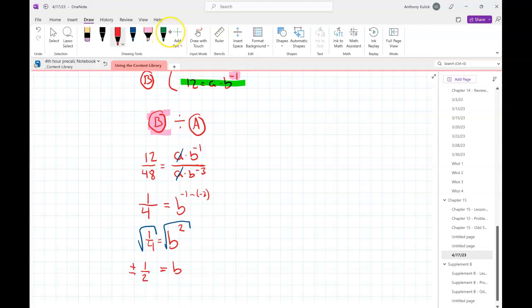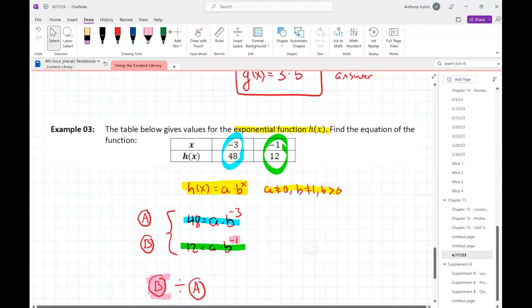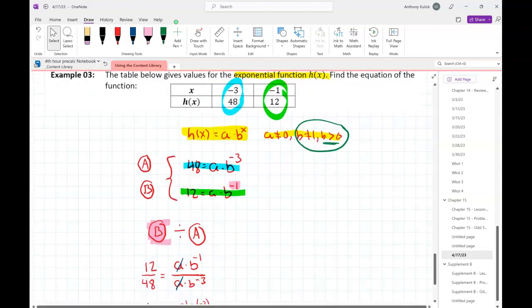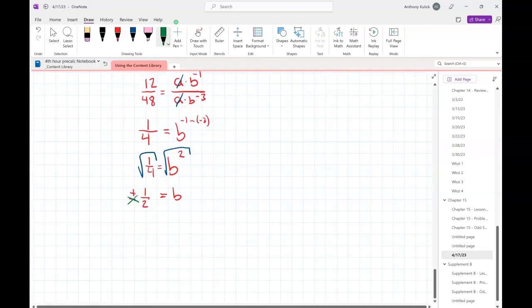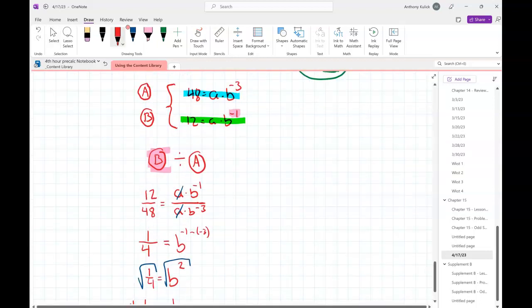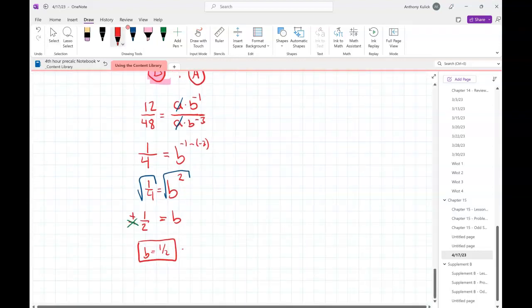But remember here, what do I know about the value for b? Specifically, it's got to be greater than 0. What does that allow me to do? Drop the minus from the plus or minus. Everybody feel good so far? So I know that b is 1/2. Now I can take that and plug it back into either of my two equations, equation A or equation B. Which one does it appear to be easier to plug into? I would plug it into equation B as well. The exponent is much nicer.